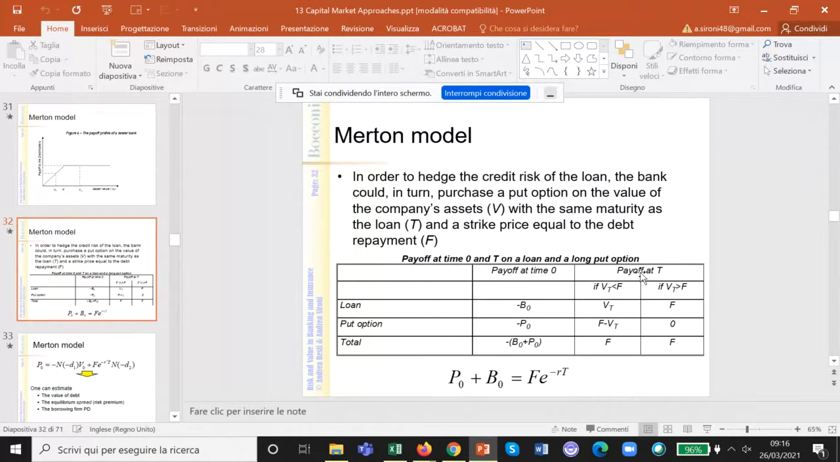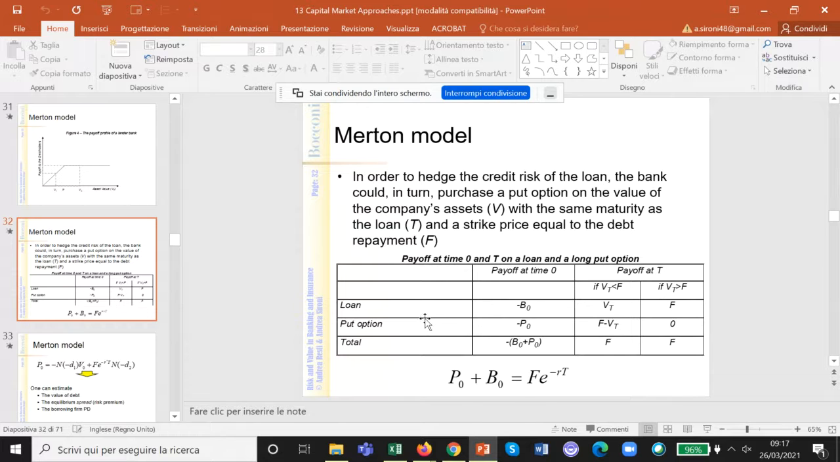What if I buy a put option on the value of the company's assets with a strike price equal to the value of debt, F? At time 0, I pay the option premium, P0. At maturity, if the value of the assets is larger than the strike price, I don't get anything, because the market price is larger than the strike price, so that's a put option, I don't get anything. If it is lower, then I get the difference between the face value of debt and the value of the assets. What if I combine these two?